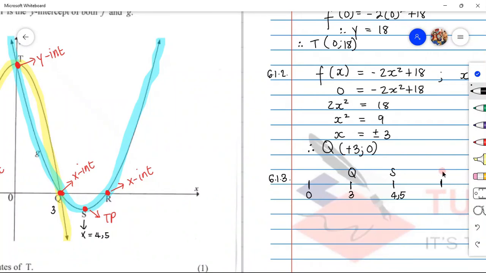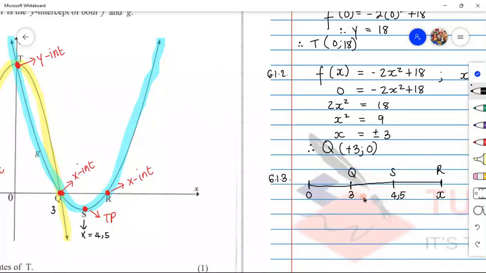And the value of R is unknown. That is what we need to find. So let's just call this X for now. So this is basically what we have if we were to represent this as a number line, for instance.